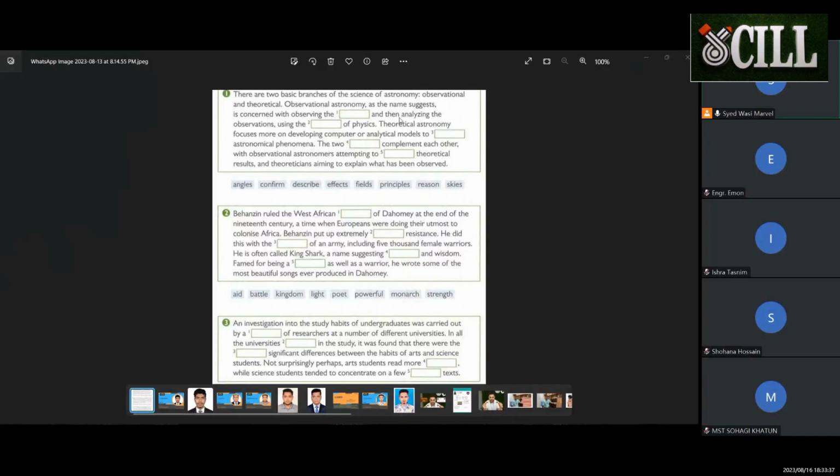Start the recording. The homework was on fill in the blanks reading. That was the first task we tried in the last class, right? And this is the homework.